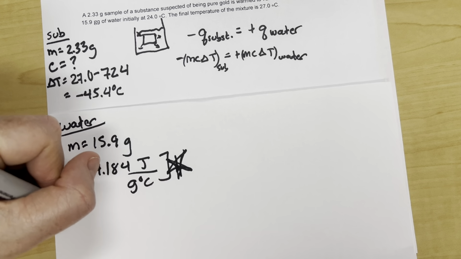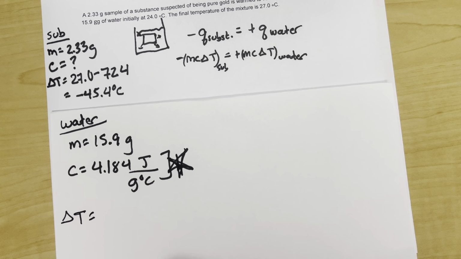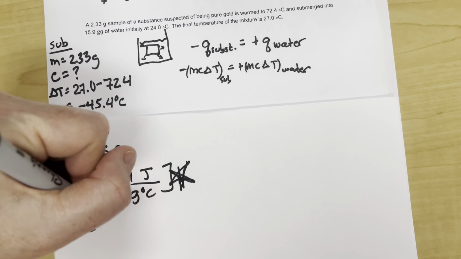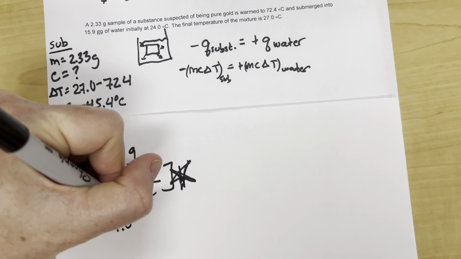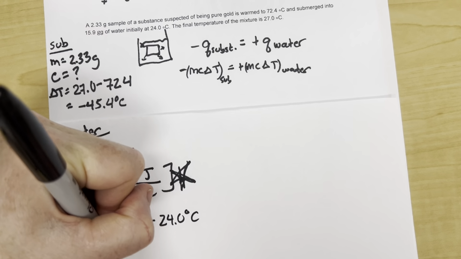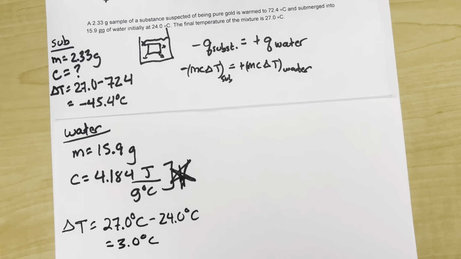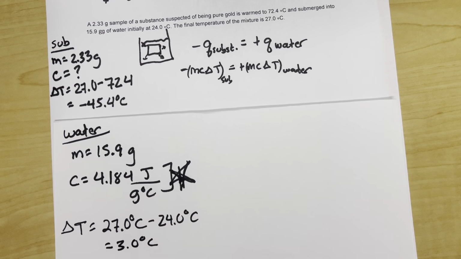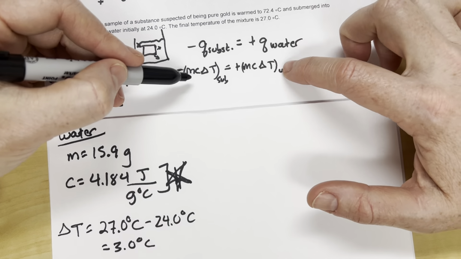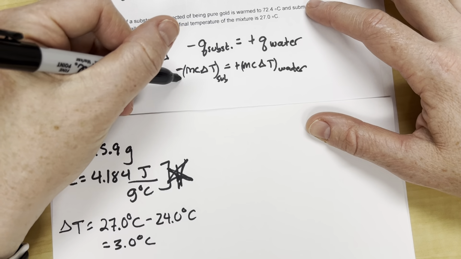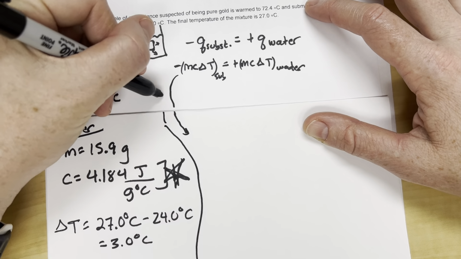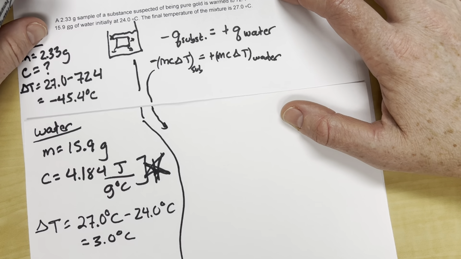And then we have our delta T. It started at 24 degrees Celsius and it ended at 27. So our delta T is 27.0 degrees Celsius minus the 24.0 degrees Celsius, in other words, 3.0 degrees Celsius. So now that we have all these variables, we can start plugging them in. I'm gonna draw a little line down here so I have some fresh space. I like to keep everything together.